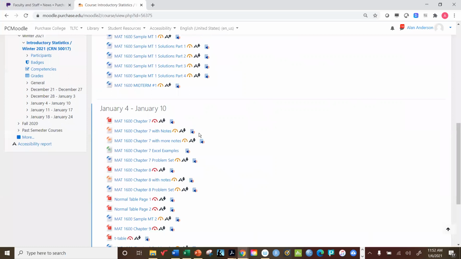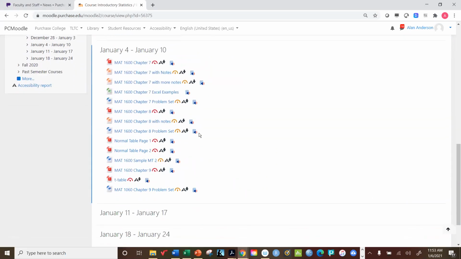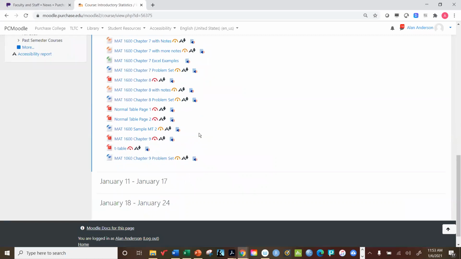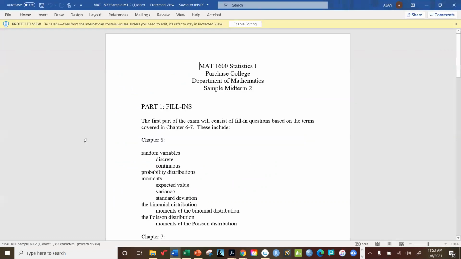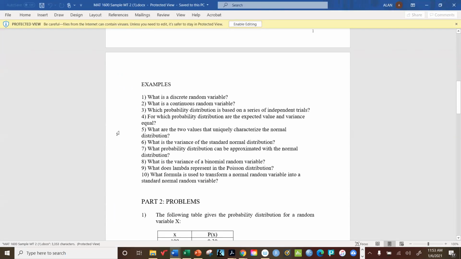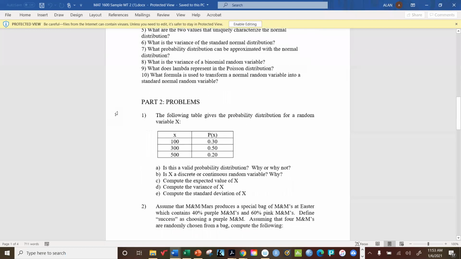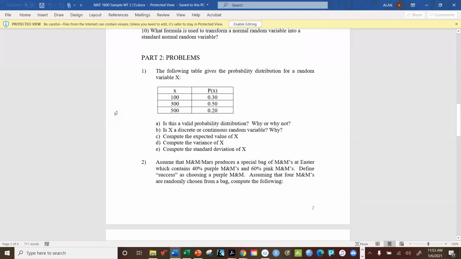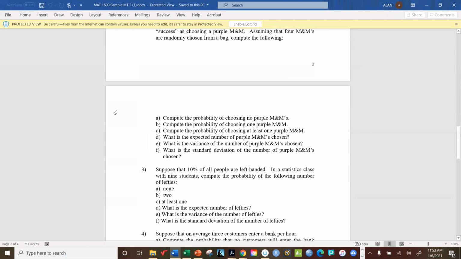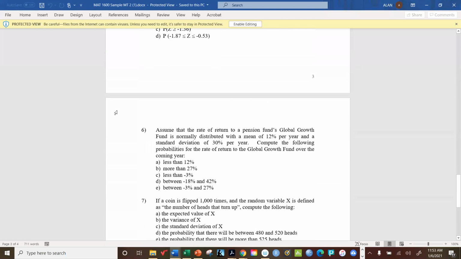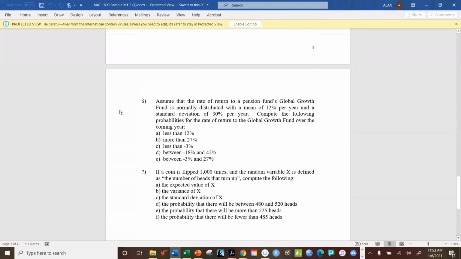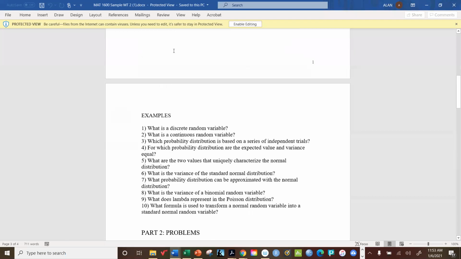Okay, there it is. So if you look at these problems, these are all short answers based on chapter 6 and 7. And then we have discrete probability distributions, and we have continuous probability distributions. Okay, so I think you'll be in pretty good shape here.